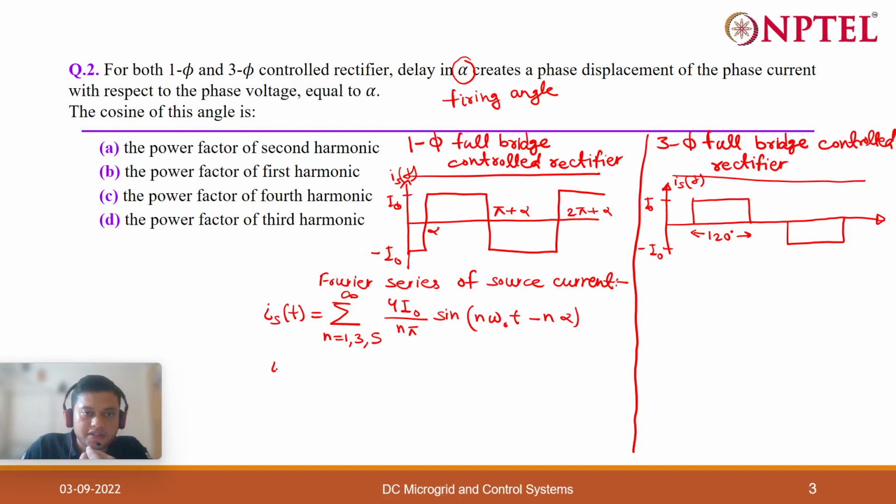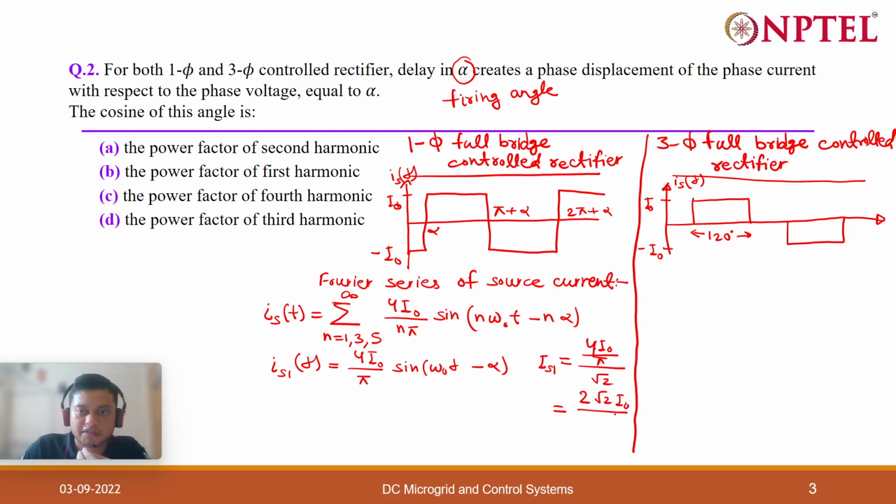If you write the fundamental term only, then is1(t) comes out to be 4 I naught divided by pi sine of omega naught t minus alpha. And if you write the RMS value Is1, it is the peak value divided by root 2, so you can write it as 2 root 2 I naught divided by pi. And the RMS value of the whole source current will be equal to the output load current I naught.